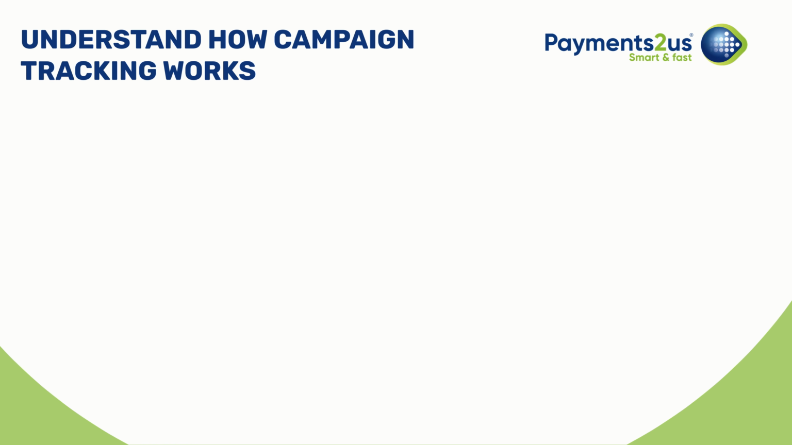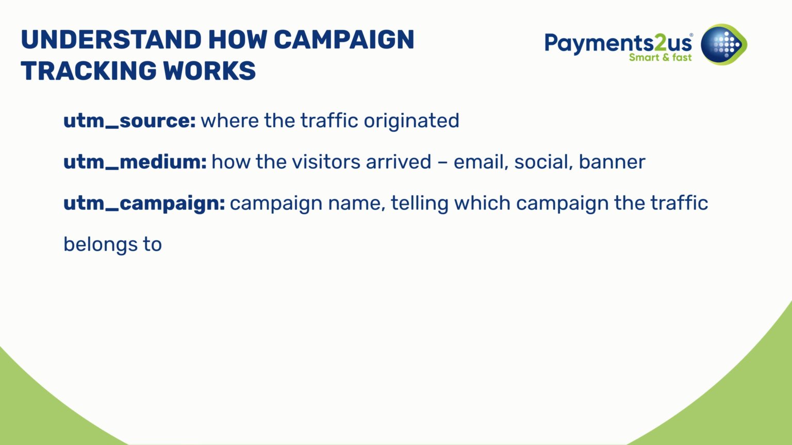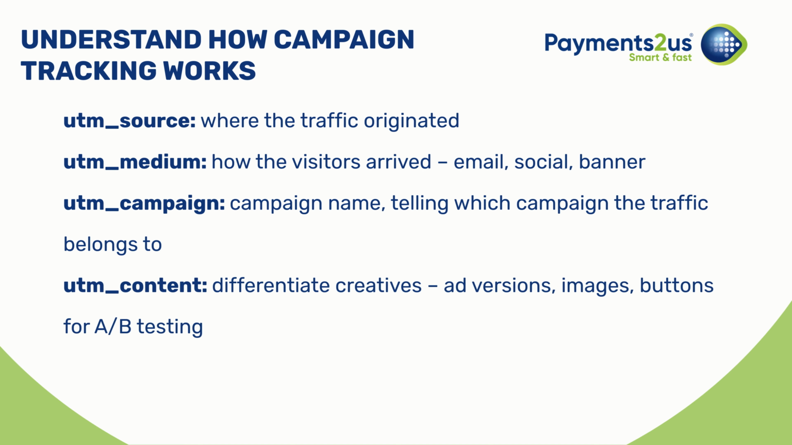There are 5 basic parameters you can add to your URLs. UTM source identifies where the traffic originated, such as Facebook, newsletter, or Google. UTM medium tells GA4 how the visitor arrived, maybe through email, social, or banner. UTM campaign specifies which campaign the traffic belongs to. UTM content helps differentiate creatives. For example, different ad versions, images, or text buttons used in A/B testing. UTM ID is the unique identifier for your campaign.